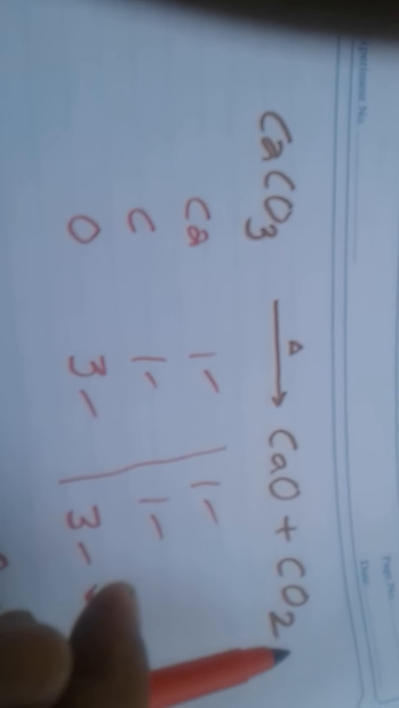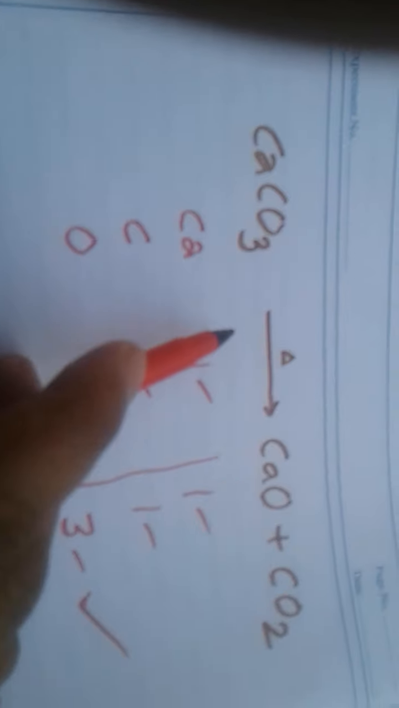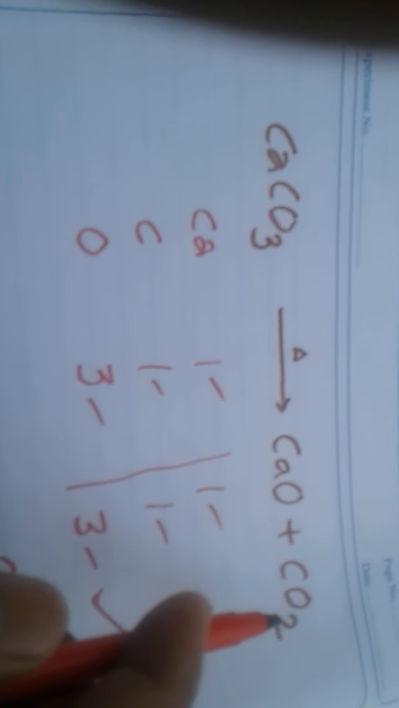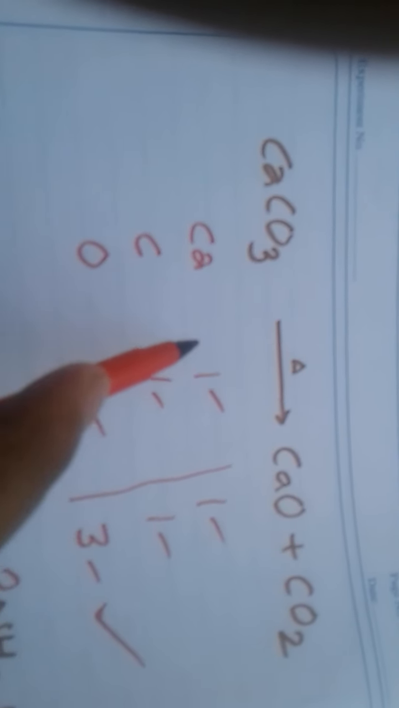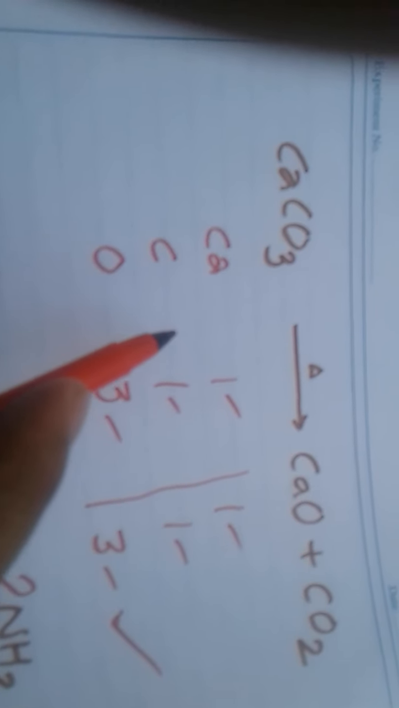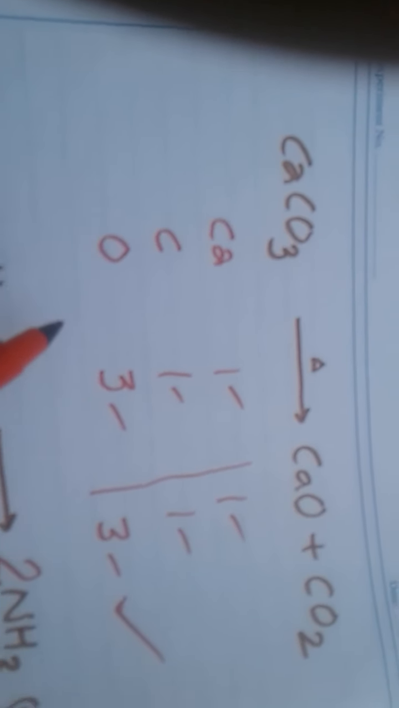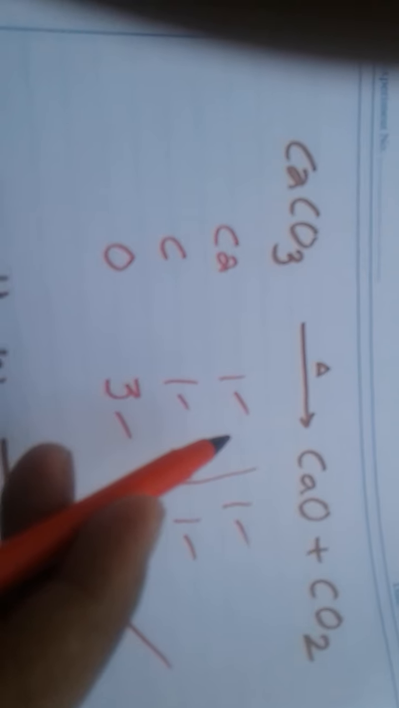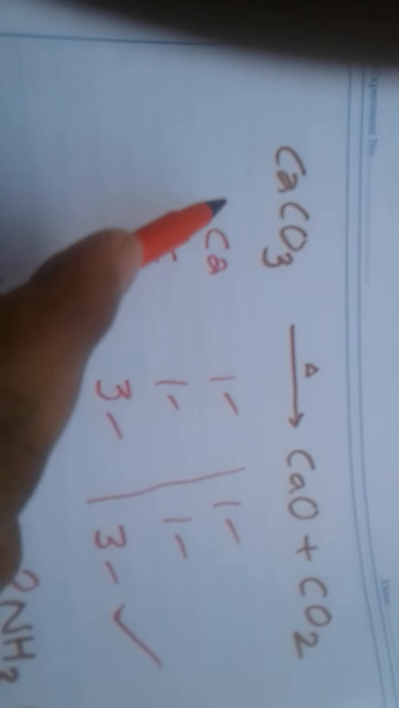In the presence of heat, calcium carbonate breaks down into calcium oxide and carbon dioxide. It is also a type of decomposition reaction. Now, how to balance them? First of all, write all the names of the elements involved in the chemical reaction: calcium, carbon, oxygen. Now check how many calcium atoms there are.